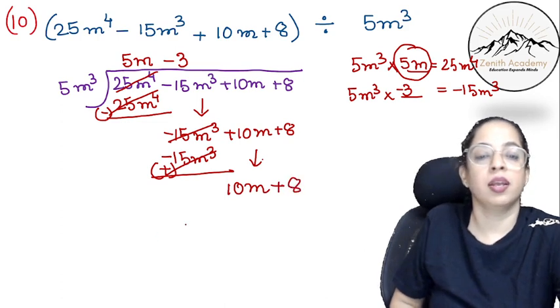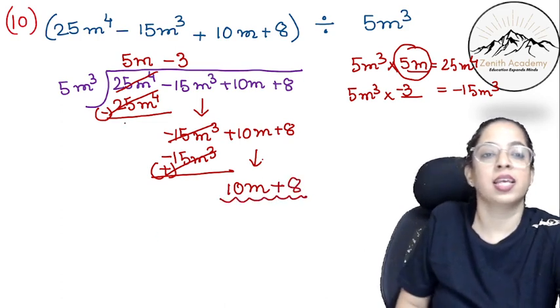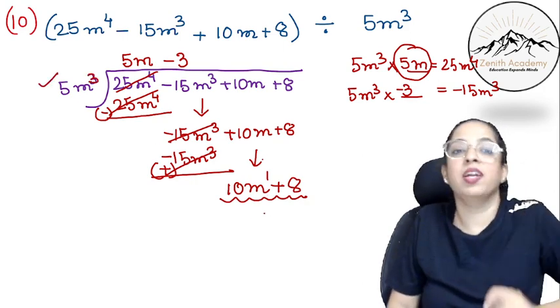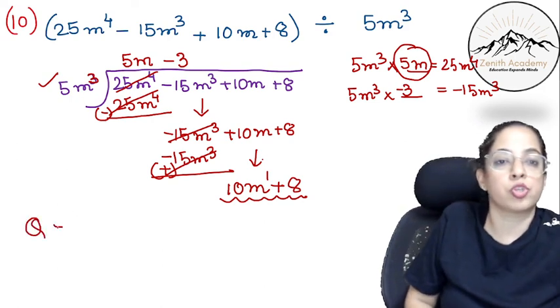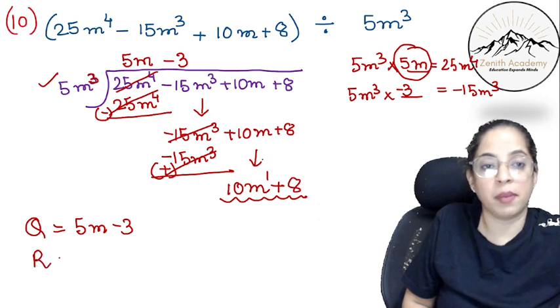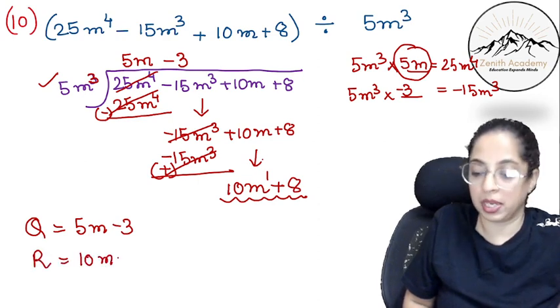Now you see the degree of this one, m is raised to power 1. Here m is raised to power 3. So this is bigger, so this can't be divided further. So your quotient is 5m minus 3 and your remainder is 10m plus 8.